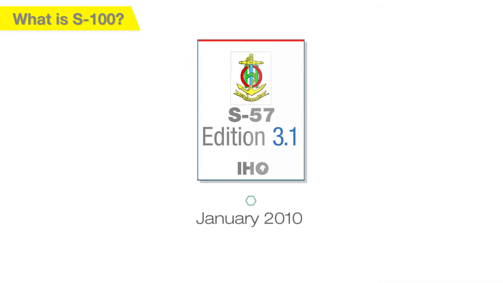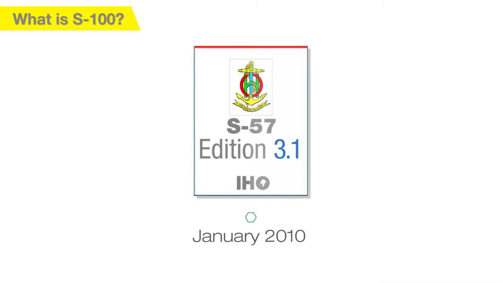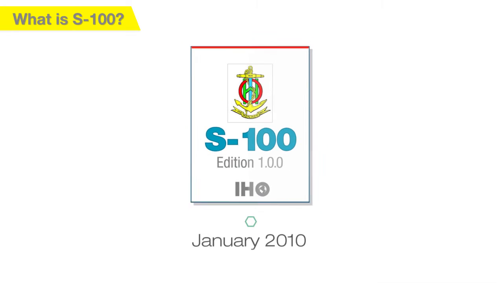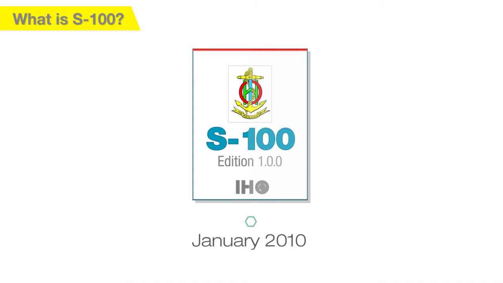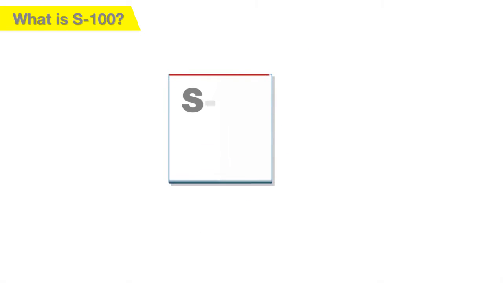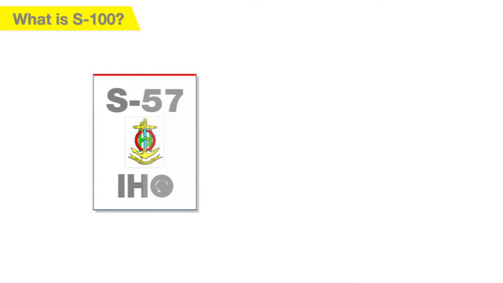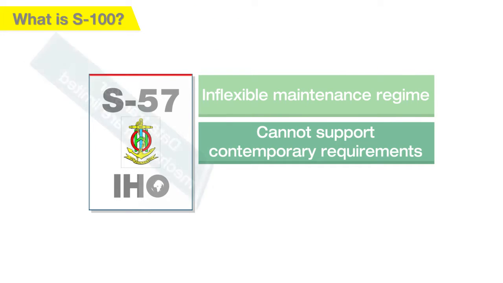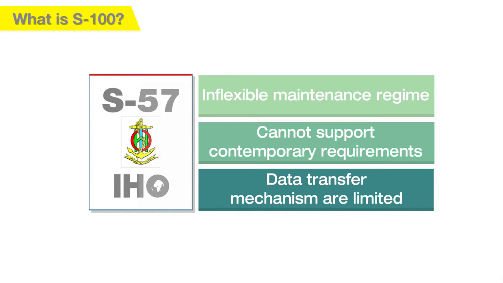And then IHO recognized the need of a major revision of S57, developed a new hydrographic standard based on ISO 19100, and completed S100 in 2010. S57 is limited in many ways. In order to overcome its limitations, a new standard designated S100 has been developed.